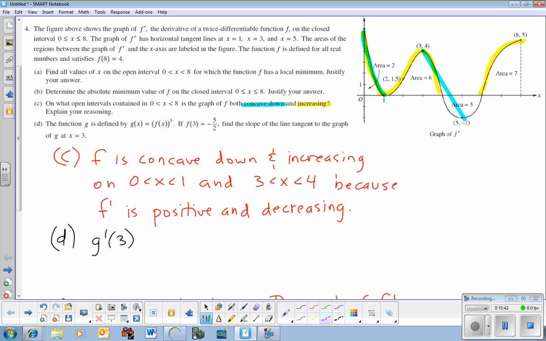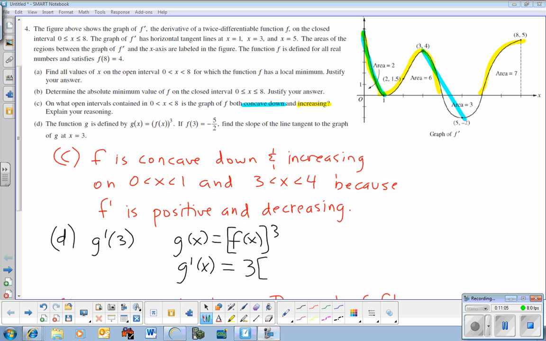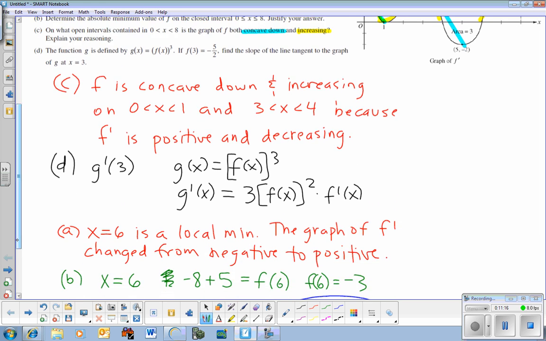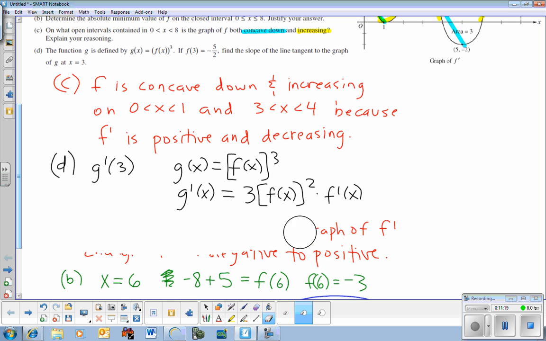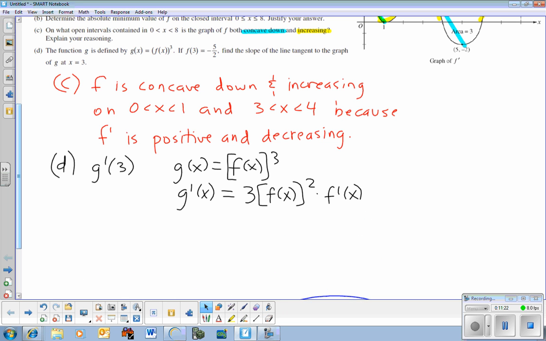Okay? Well, if I have a function for G prime of x, then I can just plug 3 into it. So let's see what G prime of x is. G of x is f of x cubed. Therefore, G prime of x, I'm going to take the derivative of something cubed. Whenever you take the derivative of something cubed, it's 3 times that same thing squared, and the chain rule says we need an extra f prime. So here's a function for G prime. And if you want to know G prime of 3, just plug 3 in.